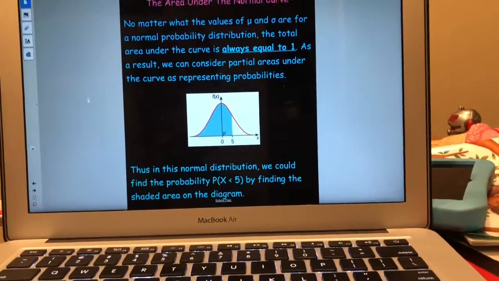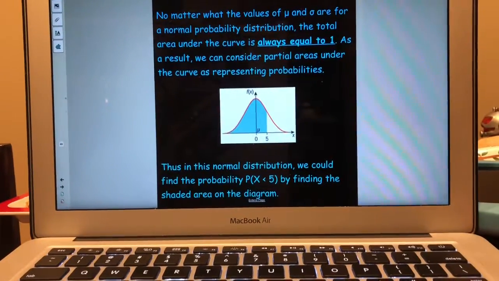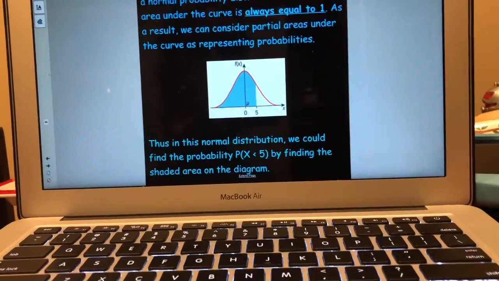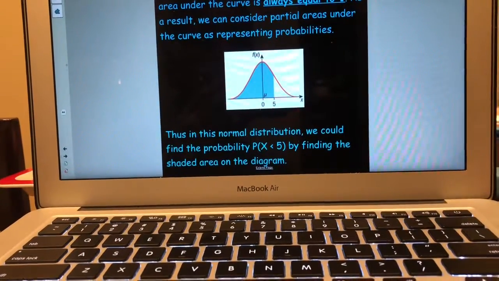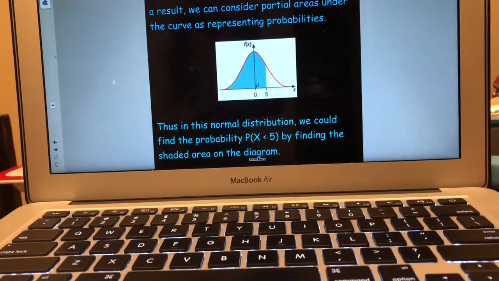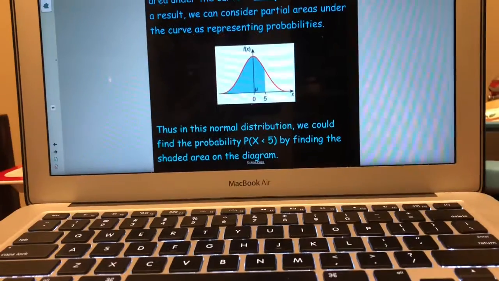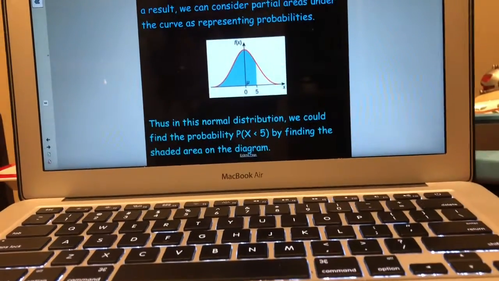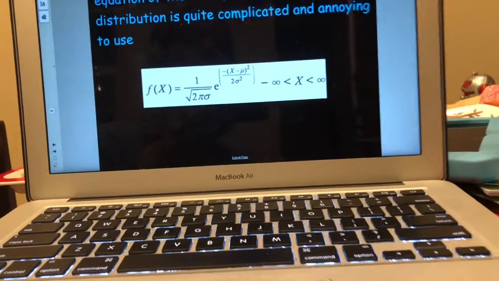And the reason we are talking about this is because normal distributions have special properties that allow us to find certain probabilities. Basically, no matter what your values for your mean and your standard deviation are, we will always know that the area underneath the curve is equal to 1. Just like how when you add up all your probabilities, you get 1. That is not a coincidence, okay?